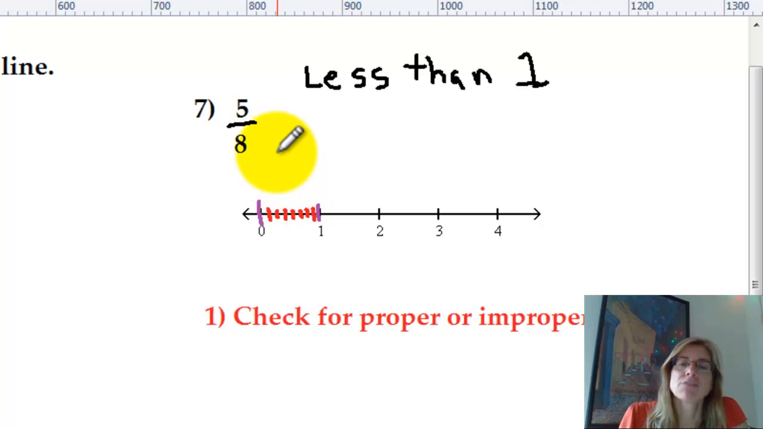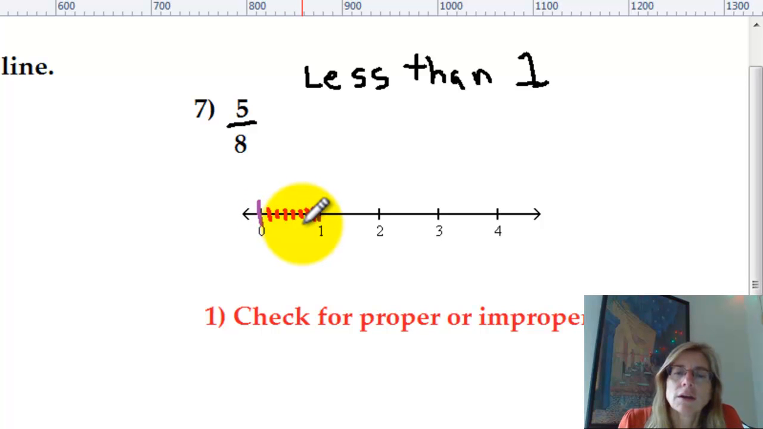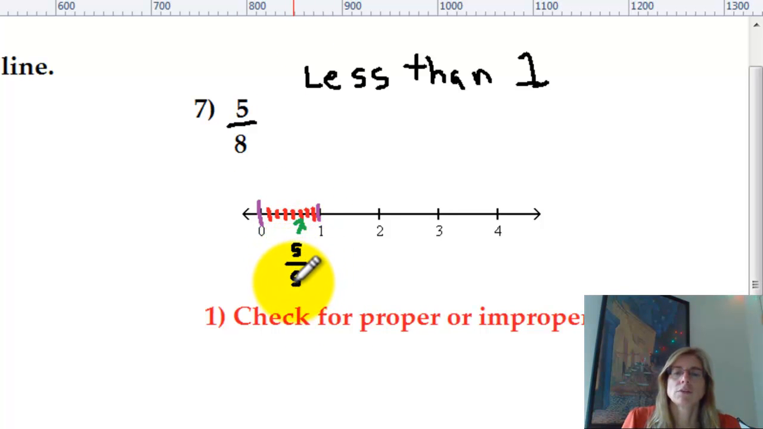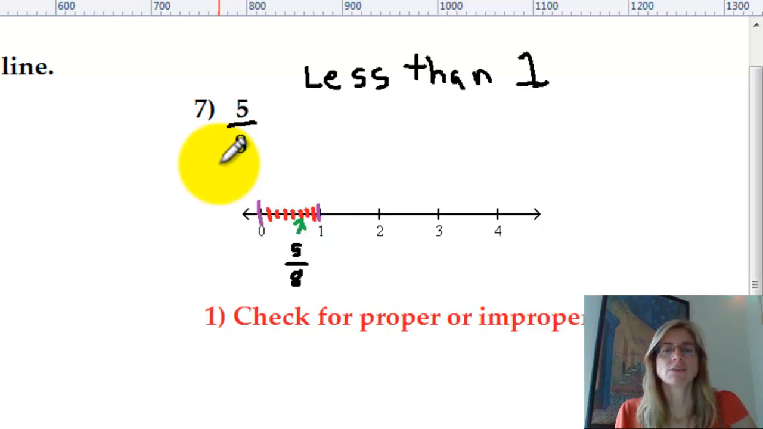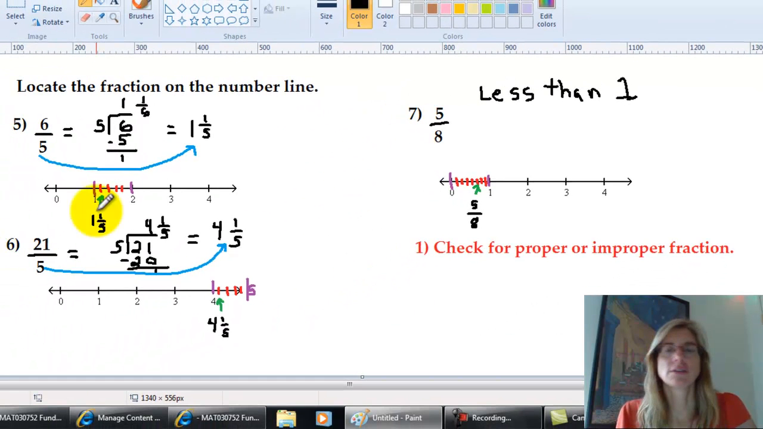And 5/8, of course, is 5 spaces. 1, 2, 3, 4, 5. So 5/8 is going to lie right there, that 5th line. And that will tell me that it's 5/8 right there. Okay, so that's the answers to 5, 6, and 7.